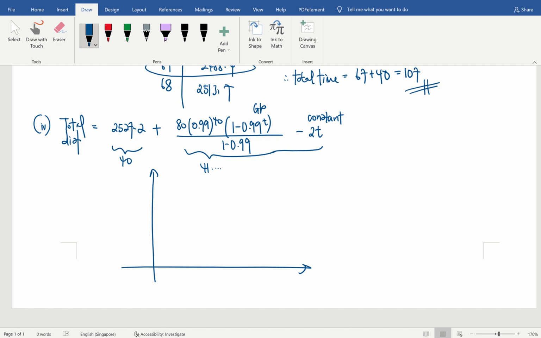You've got to change your axis, yeah. No, you probably won't see anything. Okay, you try first.